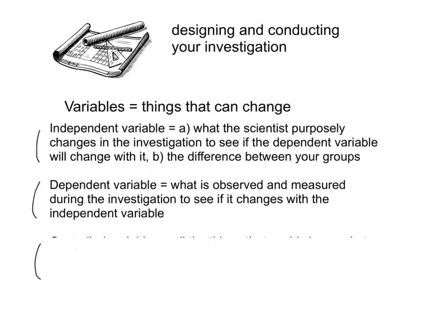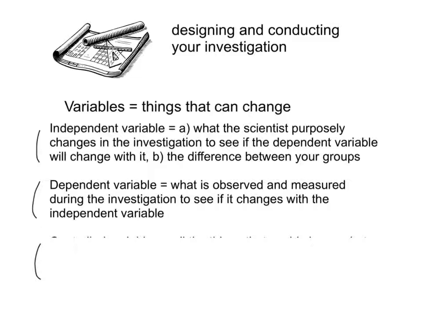In an experiment, it is very important that there is only one independent variable, because that's the thing we're changing. If we have more than one, then that's like having no controlled variables, because there are too many things changing, we don't know what's causing the results. So only one independent variable.